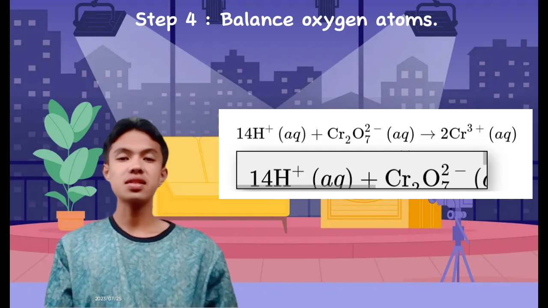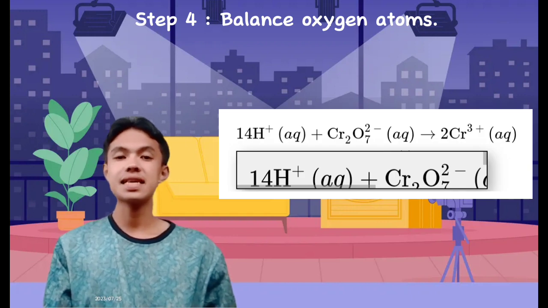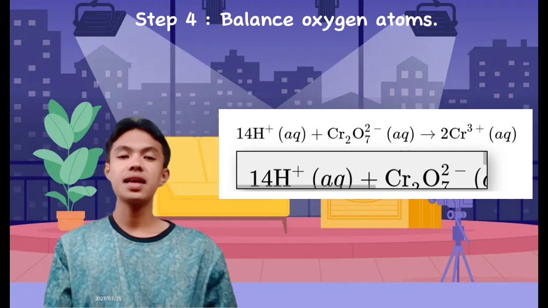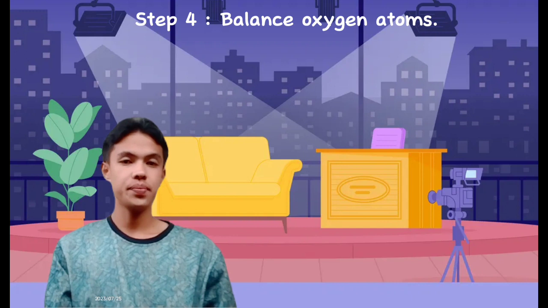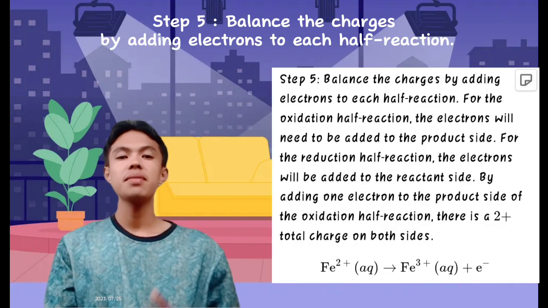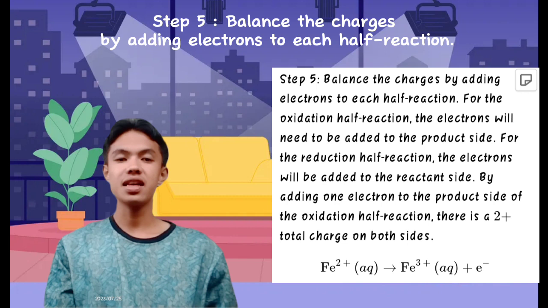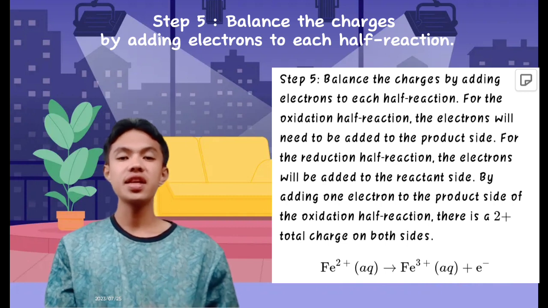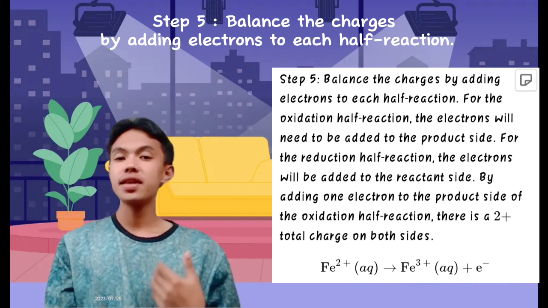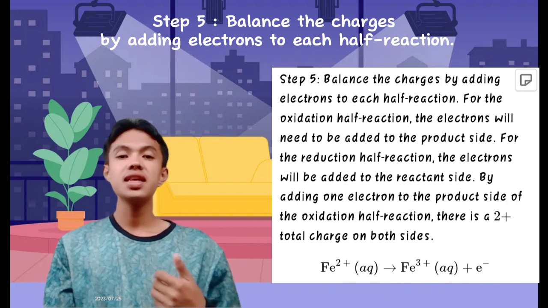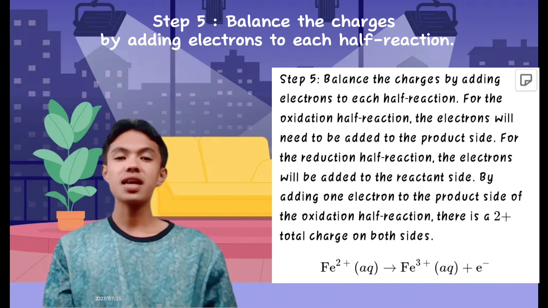Now the hydrogen atoms need to be balanced in an acidic medium. Add hydrogen ions to balance. In this example, 14 H+ ions will be added to the reactant side. Step 5. Balance the charges by adding electrons to the half reaction. For the oxidation half reaction, the electrons will need to be added to the product side. For the reduction half reaction, the electrons will be added to the reactant side.